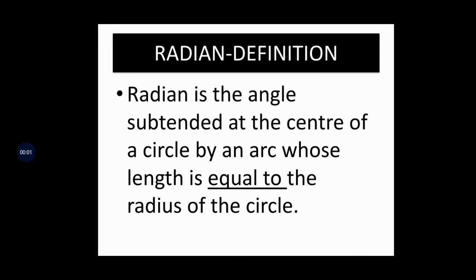So, radian is an SI unit of plane angle. Radian can also be defined as the angle subtended at the center of a circle by an arc whose length is equal to the radius of the circle. From the video, it is very clear and you might have watched that. So, the radian is the angle subtended at the center of a circle by an arc whose length is equal to the radius of the circle.